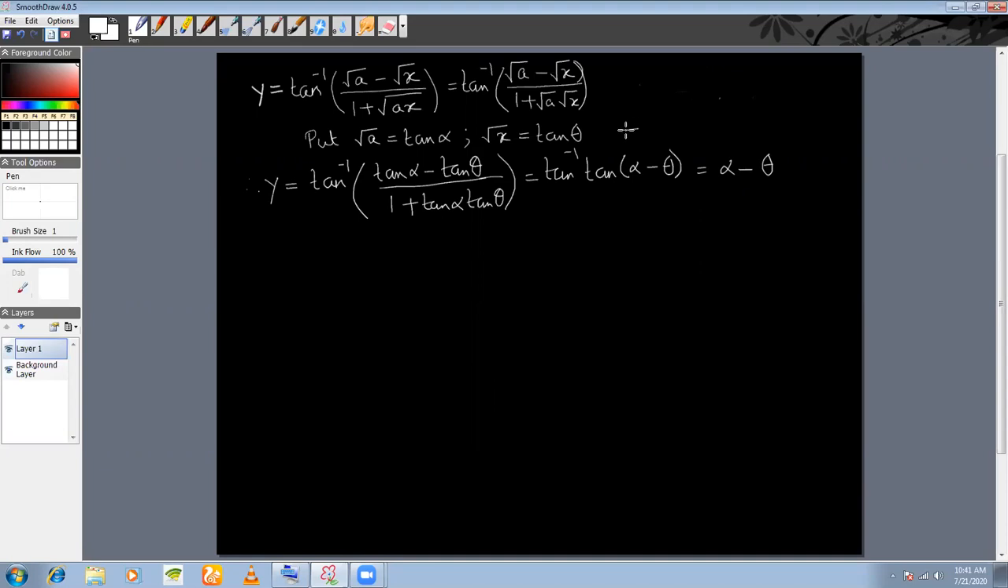And what is alpha in this case? Alpha is tan inverse root a. And what is theta in this case? Tan inverse root x. So we get y is equal to tan inverse root a minus tan inverse root x. Now we differentiate. Now remember a is a constant, so tan inverse root a must also be a constant.